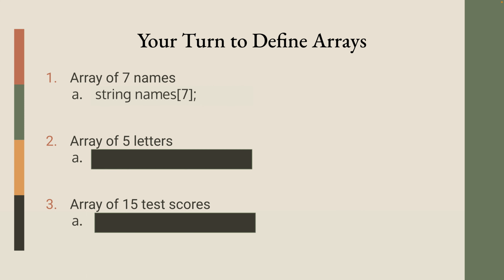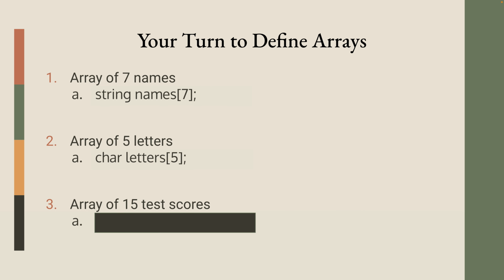So the indexes will go from 0 to 6, but the size of the array is still 7 elements. So yeah, on the next slide we'll share the distinction, but when you're defining it, these square brackets are just saying what the size is. And yeah. Good question. Other questions? Okay. Array of 5 letters. Yep, char letters 5. Cool.